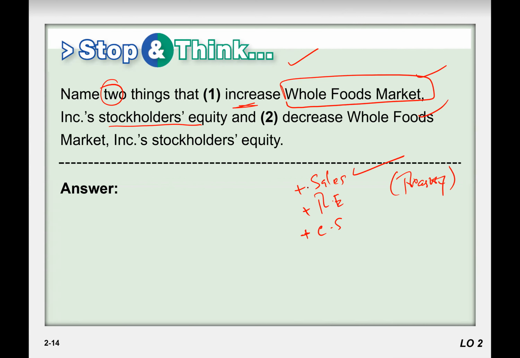Pay for the salaries. Exactly. Increase in expenses, all kinds of expenses, increase in rent, increase in salaries, increase in maintenance, whatsoever belongs to your expenses, that will decrease shareholder equity, while income will increase shareholder equity. Any other point here?